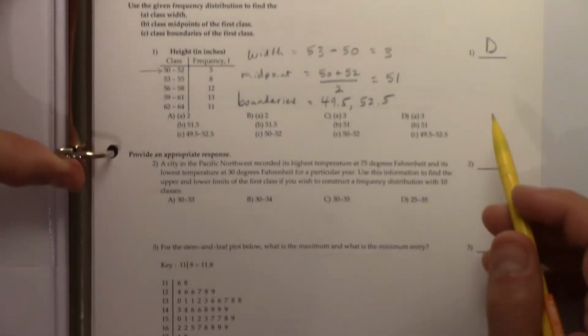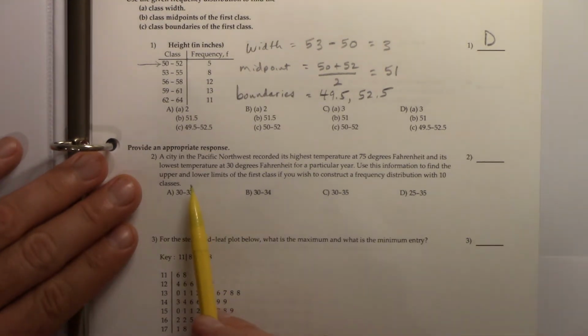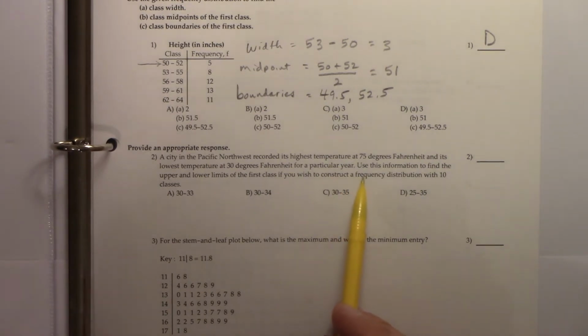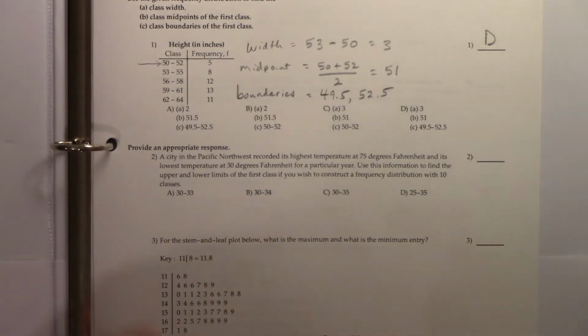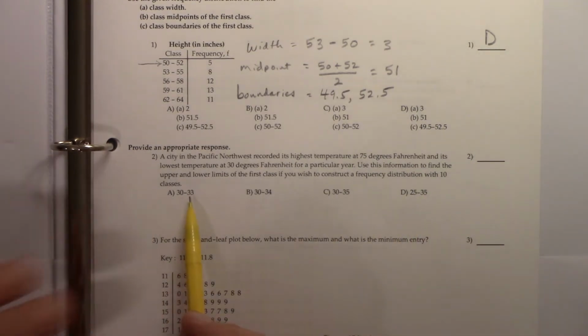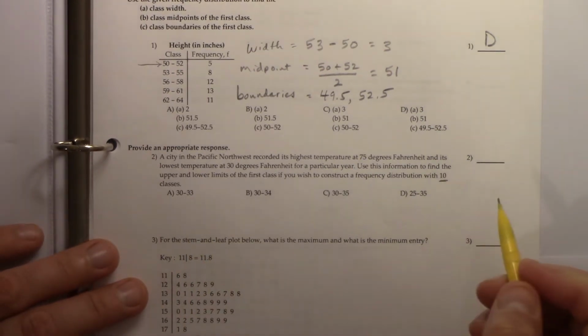I'm going to go ahead here and move over to problem number 2. In this one, it says a city in the Pacific Northwest recorded its highest temperature at 75 degrees Fahrenheit and its lowest temperature at 30 degrees Fahrenheit for a particular year. Use this information to find the upper and lower class limits of the first class if you wish to construct a frequency distribution with 10 classes.